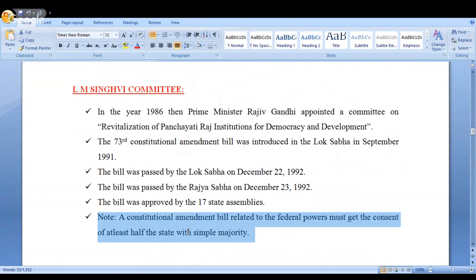Special majority in the parliament and ratification at the state legislatures. How many state legislatures? If it is all, that is well and good. Otherwise, at least half the state legislatures. Then what will happen? It will go to the President of India. Can the President send back the bill for reconsideration? No. Since it is a constitutional amendment bill, the President has to accept it. There is no other go. And finally, the bill becomes the law.